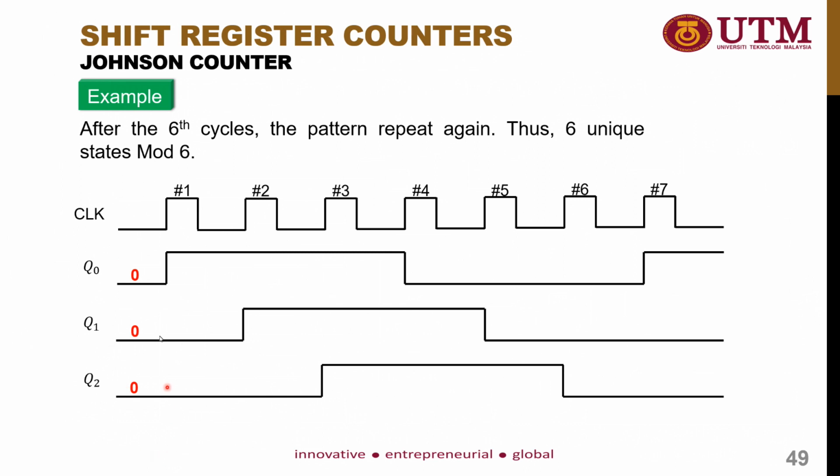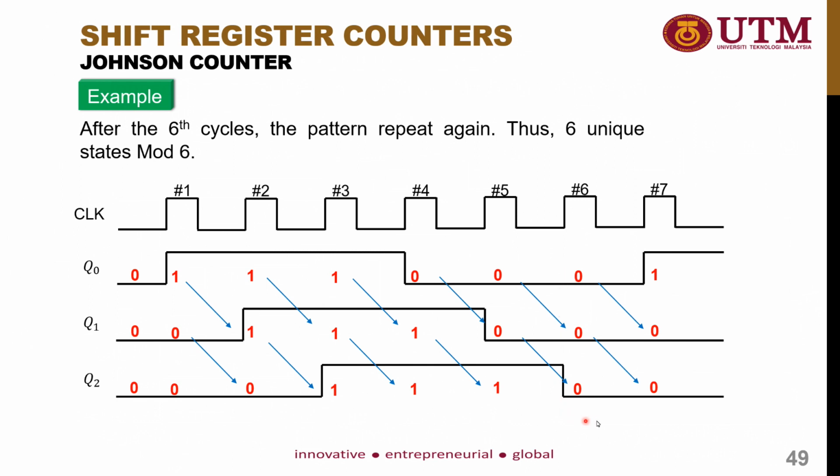So you see here, the initial state is 0, 0, 0, and then 1 is transferred to Q0 via Q2 bar, so it will be transferred in the next cycle, and all of the values of 1 are transferred at the 3rd clock cycle. Then the sequence continues until the 6th cycle, and then it will be repeated again. So the pattern of the Johnson counter will be repeated after a total of 1, 2, 3, 4, 5, 6 sequences.